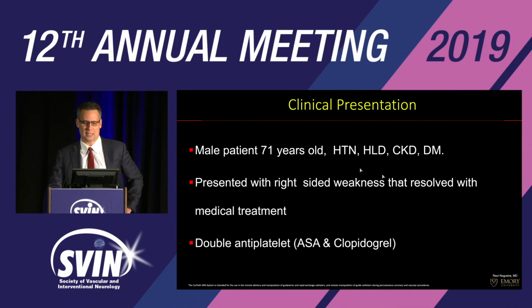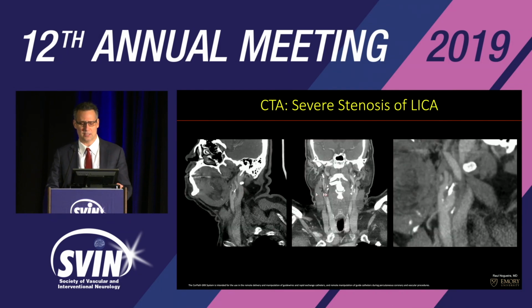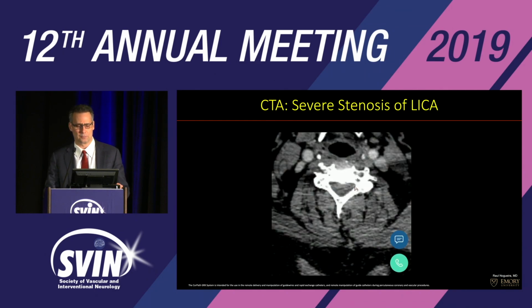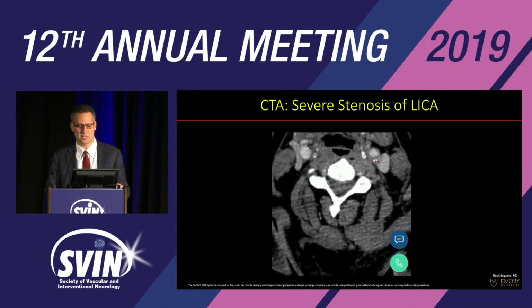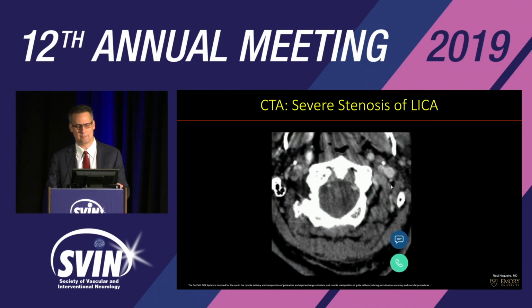A 71-year-old gentleman came with right-sided weakness, which resolved with medical treatment. He was loaded on double antiplatelet therapy. He did have these small hits, reinforcing the symptomatic nature of his lesion. You can see here the CTA with a pretty critical lesion, calcification, soft plaque. You see here on the CT angiogram, very critical lesion, a lot of soft plaque.